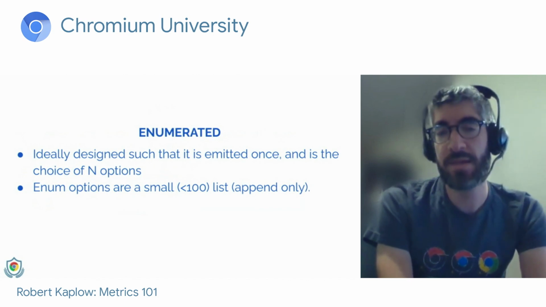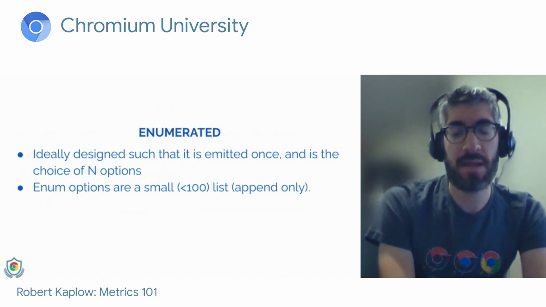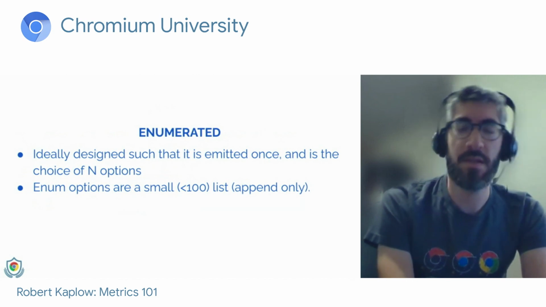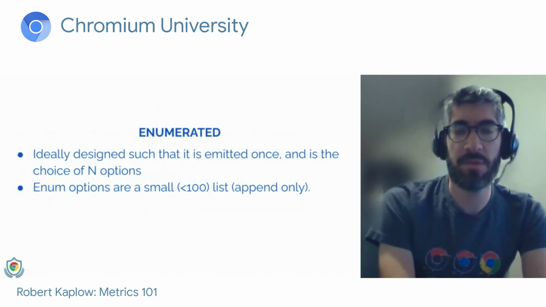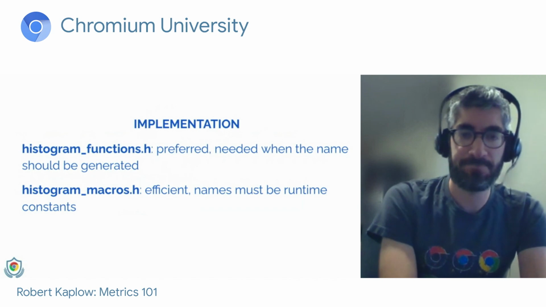Enumerated options should be a pretty small list, less than 100 is our recommendation. And you can append to this, but you can't rearrange it in any way because that'll mix up with older data. If you want to emit something with much more than 100 different options, that may be a clue that an enumerated UMA histogram is not the right approach, and you can talk to your metrics team to understand the best way to encode that.